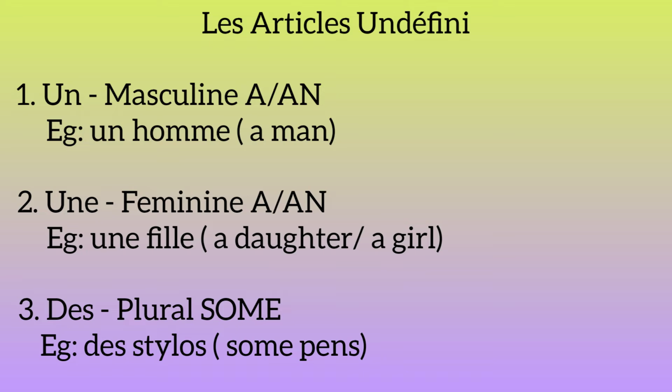The second one, une. It is a feminine a or an, which is only used for feminine words. For example, une fille, which is daughter or girl. They are feminine in gender, that's why we use the word une. The third one, des. It is a plural some. These are only used for the words which are plural. For example, des stylos, which means some pen. Here the stylos contains S. Therefore, we use the word des.